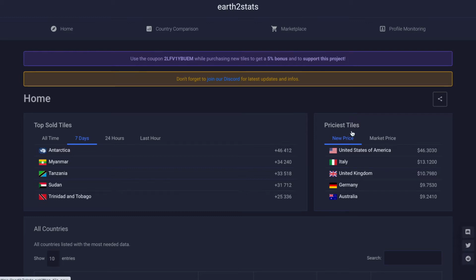Also, we have price tiles. This is a very good feature to just show you the market price of the tiles. So we know that the new price of the tiles is very easy to find on the earth2.io website, but sometimes it's hard to gauge what the market price of a tile is. This is the price that a tile should sell for on the market, while this price is if you're buying a new tile. I don't know how accurate this is, but in principle this seems like a great feature to use when trying to sell your tiles on to other players.